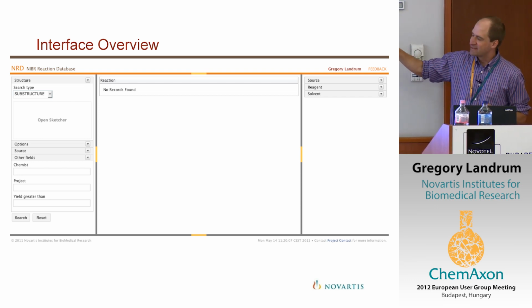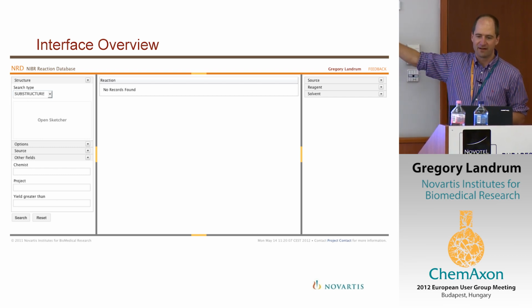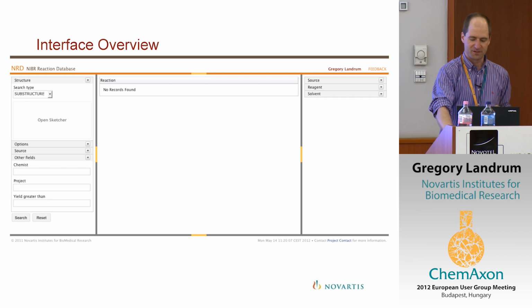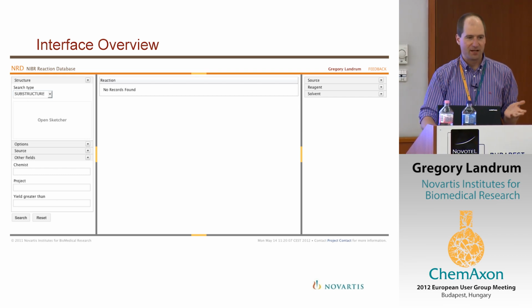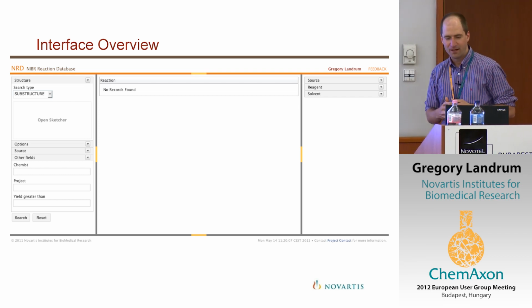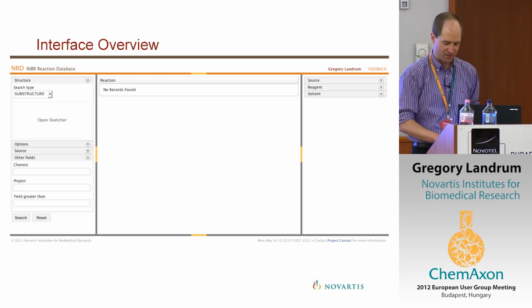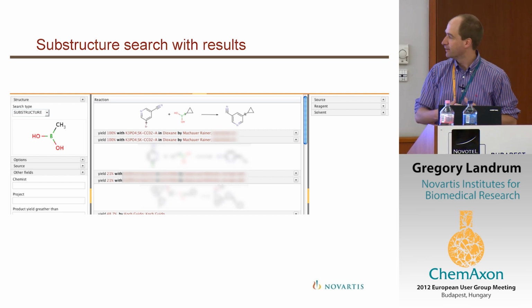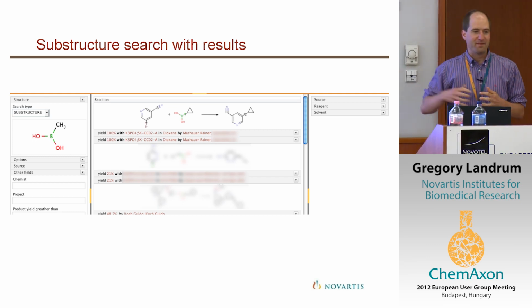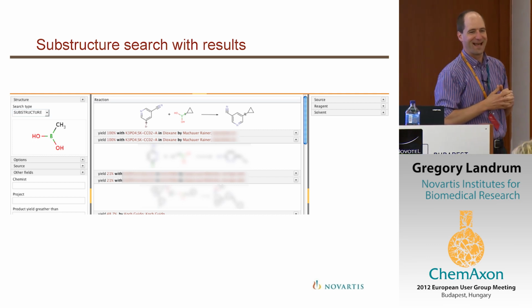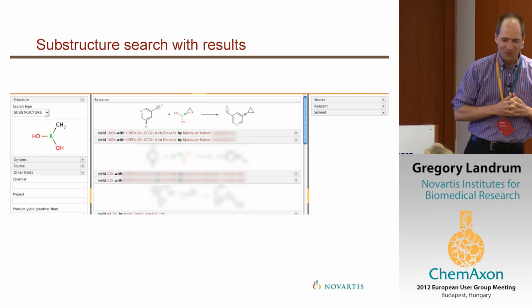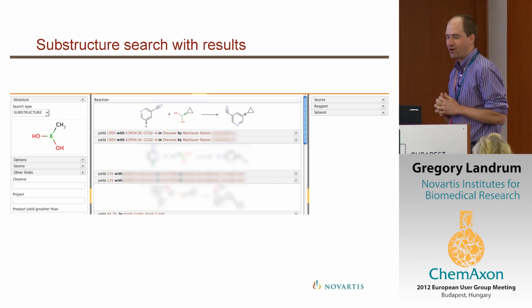On the left-hand side is the query pane. In the middle is where the results are presented. I will show that. And on the right-hand side are filters for the results. For the demonstration, I'm going to do a search for a much used and abused reaction. I'm not doing amide bond formation. I will do Suzuki coupling. So I start with a basic search for boronic acids. As you can imagine, this returns a rather large number of results.